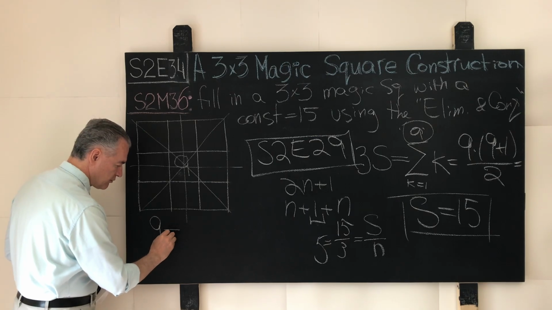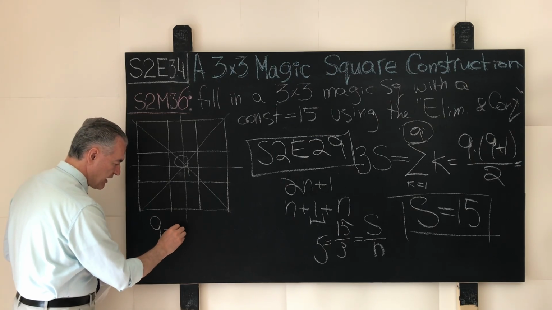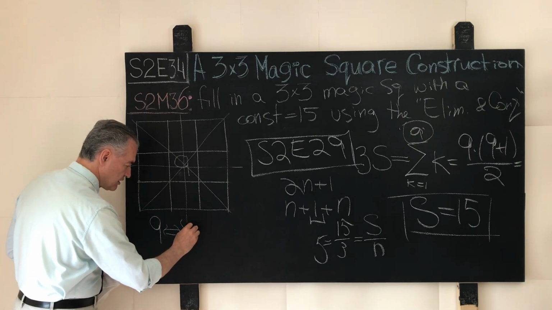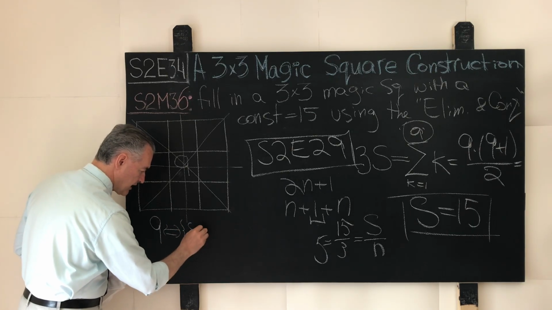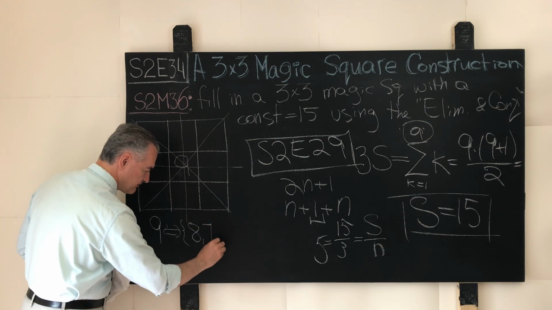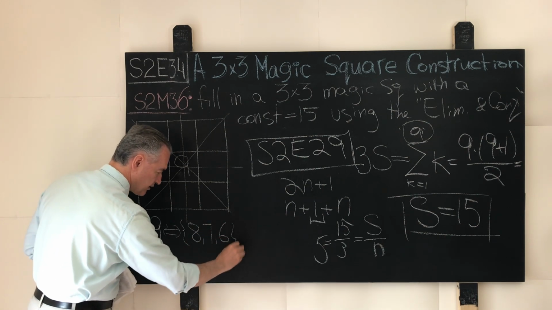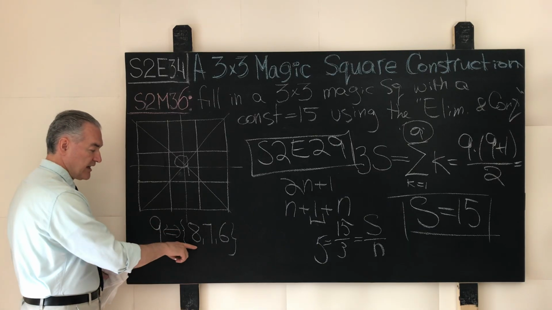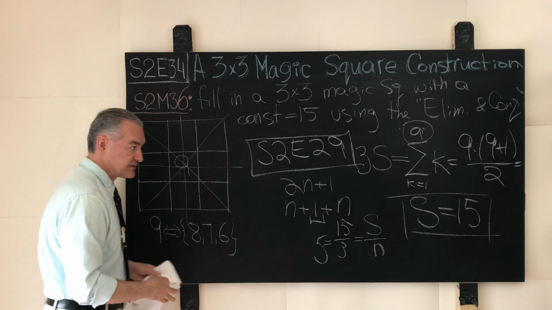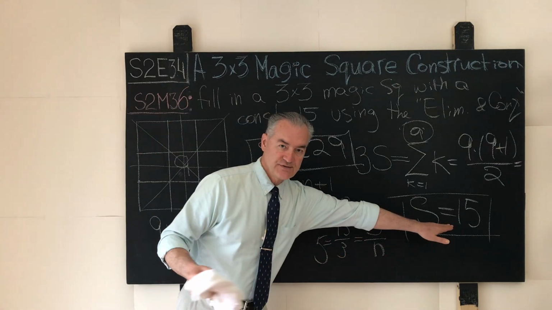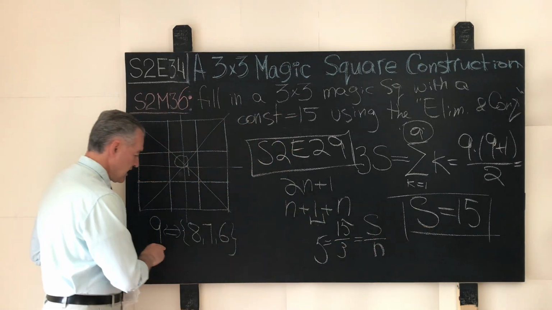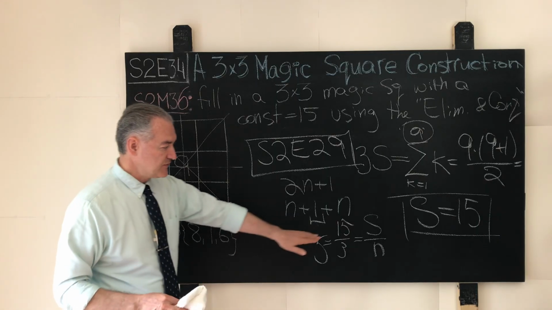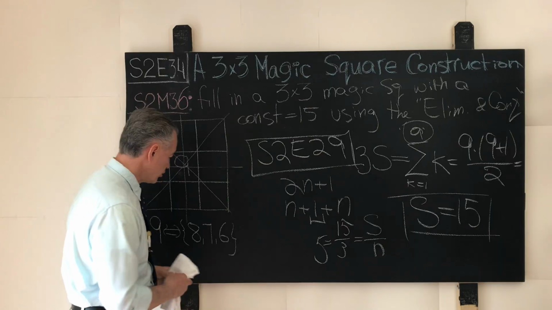Is this number somehow compatible with the numbers 8, 7, and 6? I'll list these numbers in descending order. Well, 9 and 8 is already 17, and 17 is greater than 15. This is a no starter right away. 9 and 7 is 16, and 16 is greater than 15 again. This is not a starter.